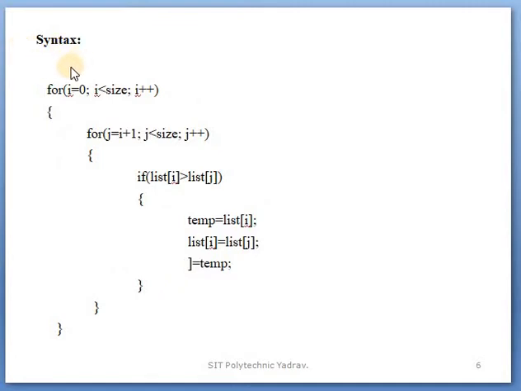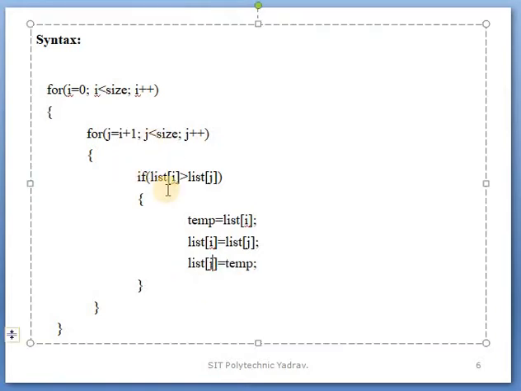What syntax is used for this selection sort method? For i equal to 0, i less than size, i plus plus; after that, j equal to i plus 1, j less than size, j plus plus. If list of i is greater than list of j, then interchange.